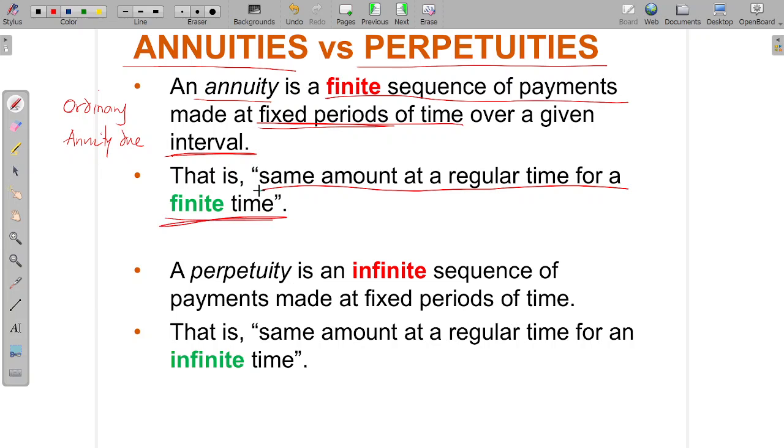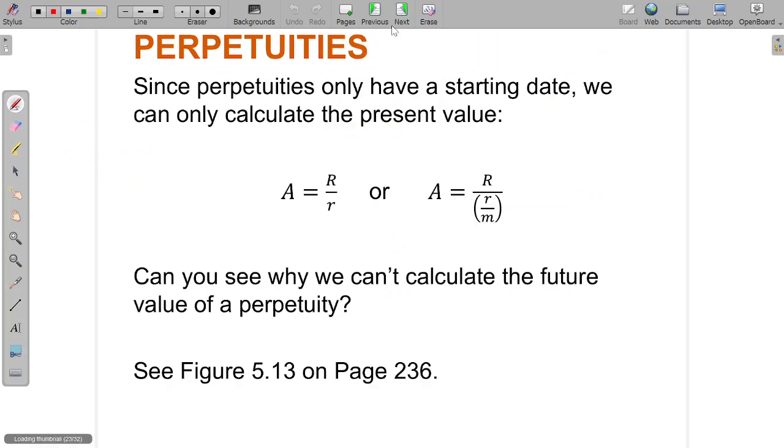Now, in contrast to that, we have what we call perpetuity. Perpetuity is an infinite sequence of payments made at a fixed period of time. Please take note of this. That means the same amount at a regular time for an infinite time. That is perpetuity.